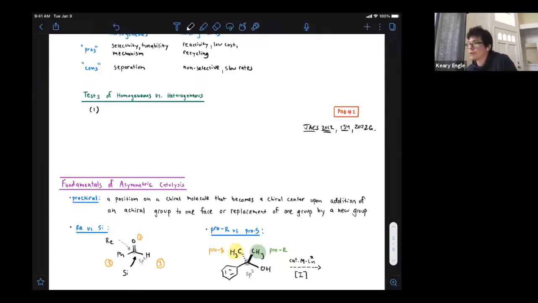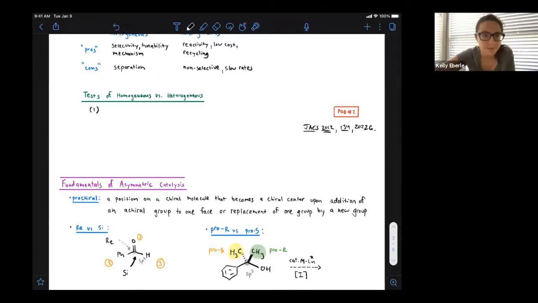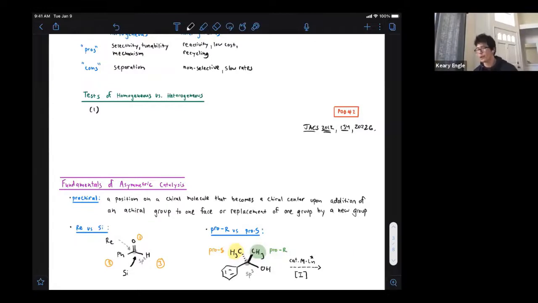I just added the reference so people can read more on this interesting paper. What do you think, Kelly? What's one, or if you have more ideas, of how you would probe this? Would varying the pressure of hydrogen gas be one way to tell, like dependence of rate on the pressure? What would you expect in one or the other?